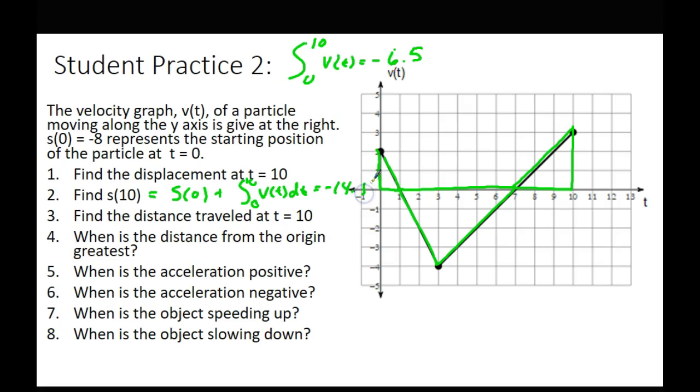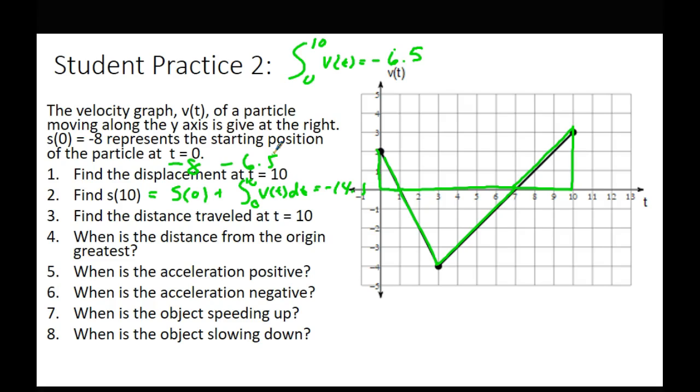Okay, let's see why. S of 0 is negative 8. And we just had somebody tell us earlier that this was negative 6.5. So when you combine those, you get negative 14.5. So that's where the object is located after 10 seconds. And we're on a y-axis, so that would be down 14.5.